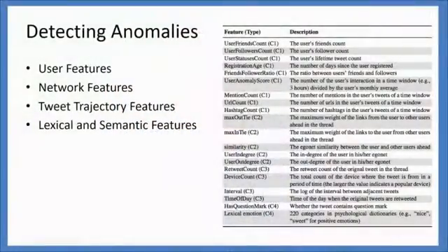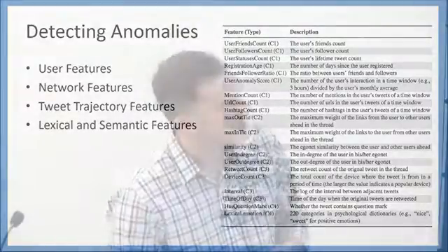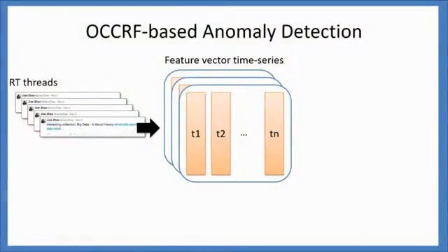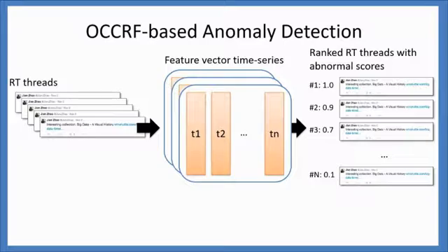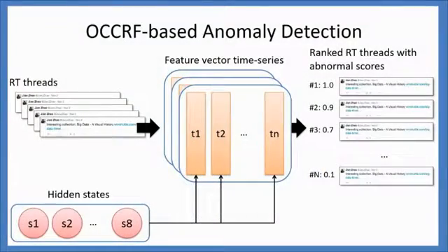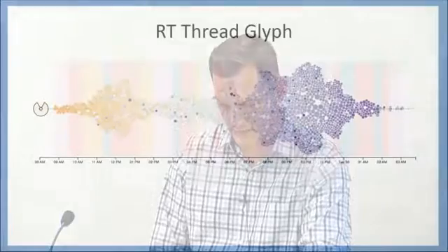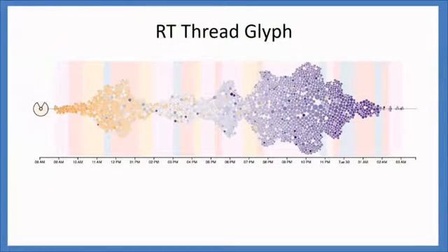So here's an example of some of the types of features that we had for every tweet. The retweet threads: this is one tweet being retweeted, and we're looking at who's retweeting it and when. We built the classifier on this, and then we give a ranking to every instance of that retweeting based on how anomalous it is. And then there are some hidden states in the model, which we use to diagnose the quality of the classification in the back end.